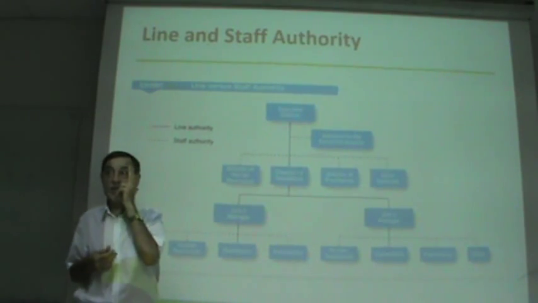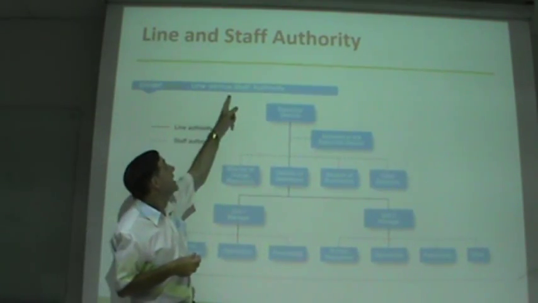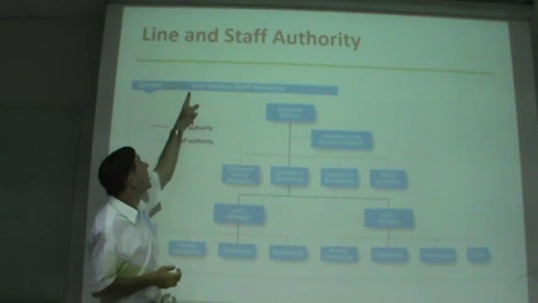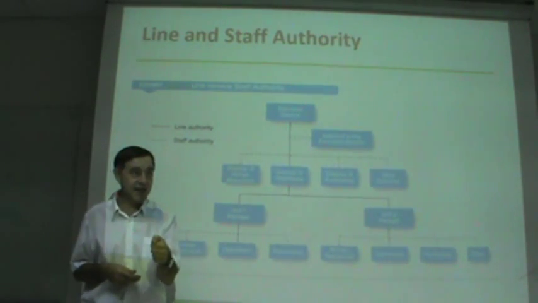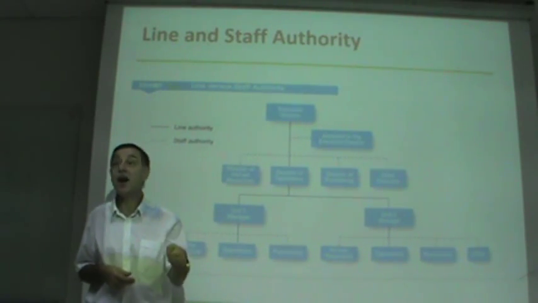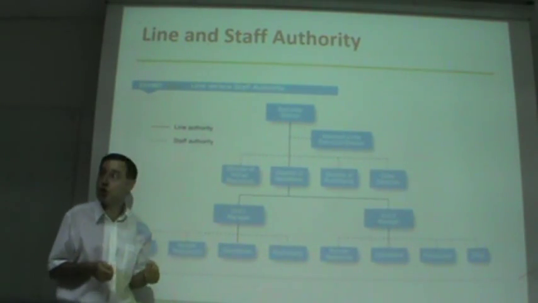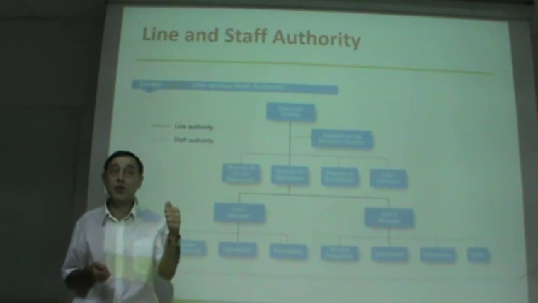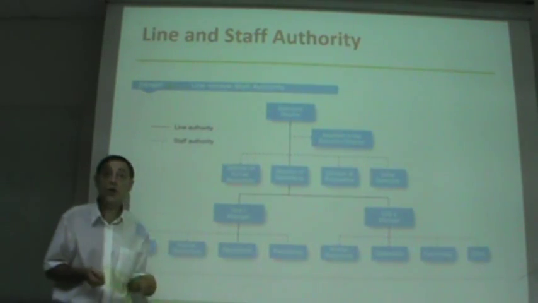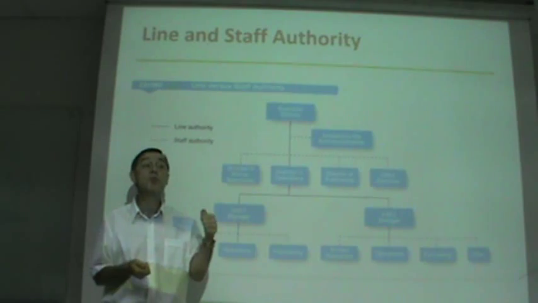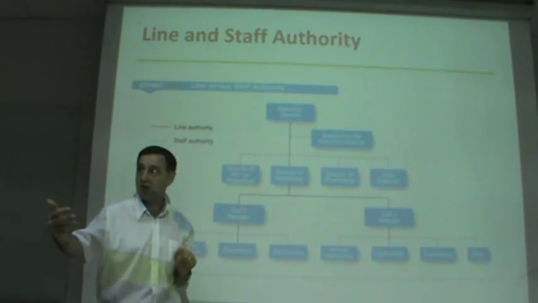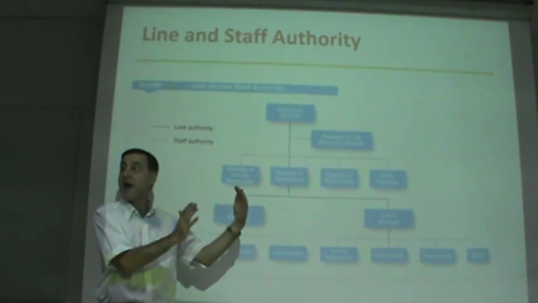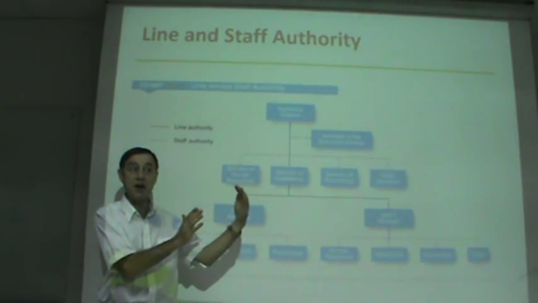So, you need to understand the difference between line and staff. Line means the main business. They call it the main line of business. It's usually associated either with the customer or with the main product. Staff means supporting the main business, supporting the line.